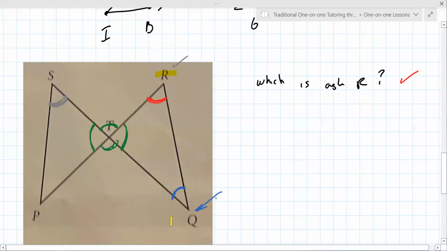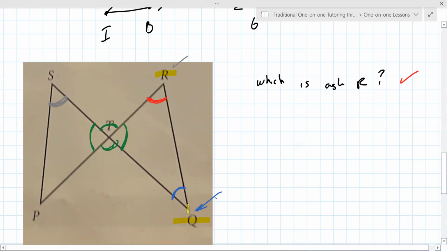What about Q? Does Q only refer to one angle? Yeah, so that's another answer. How can a Q be only just one angle? Because there's only one angle that it's referring to. There's no other angles that it could be referring to.